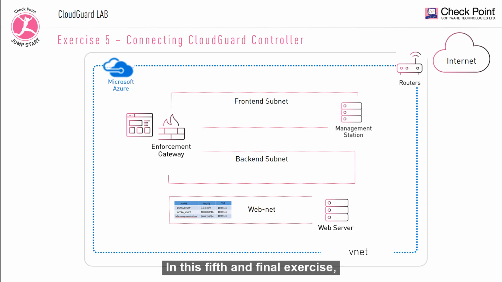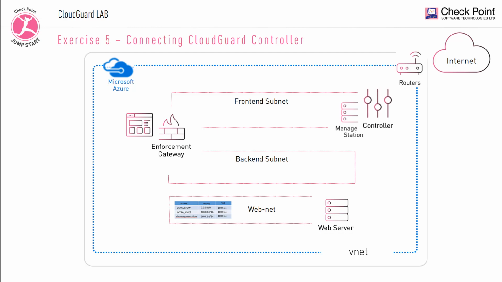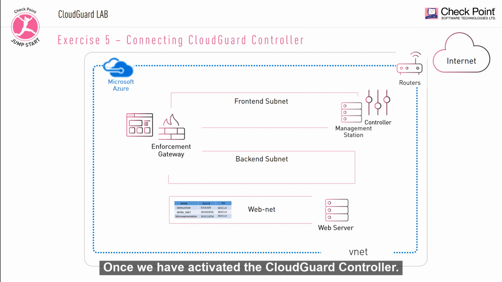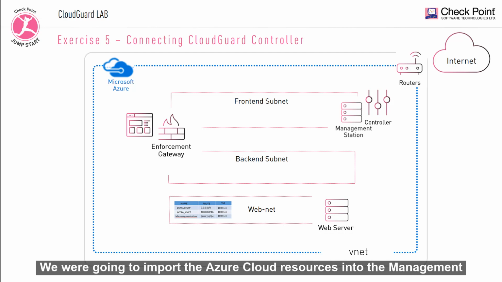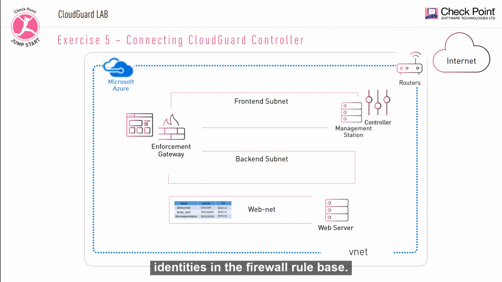In this 5th and final exercise, we're going to activate the CloudGuard controller on the management station. Once we have activated the CloudGuard controller, we are going to import the Azure Cloud resources into the management station so that we can then use the cloud resources, the cloud identities, and the firewall rule base. Let me show you how.